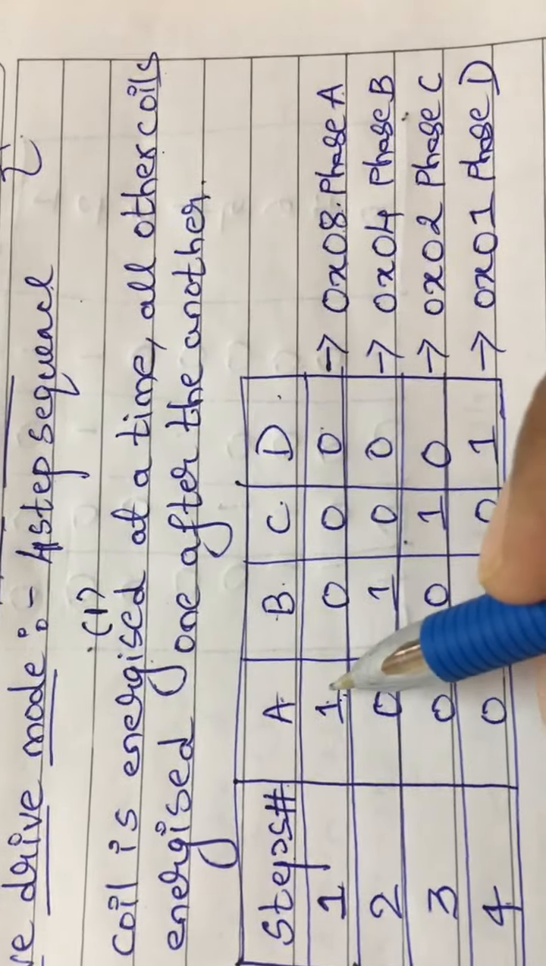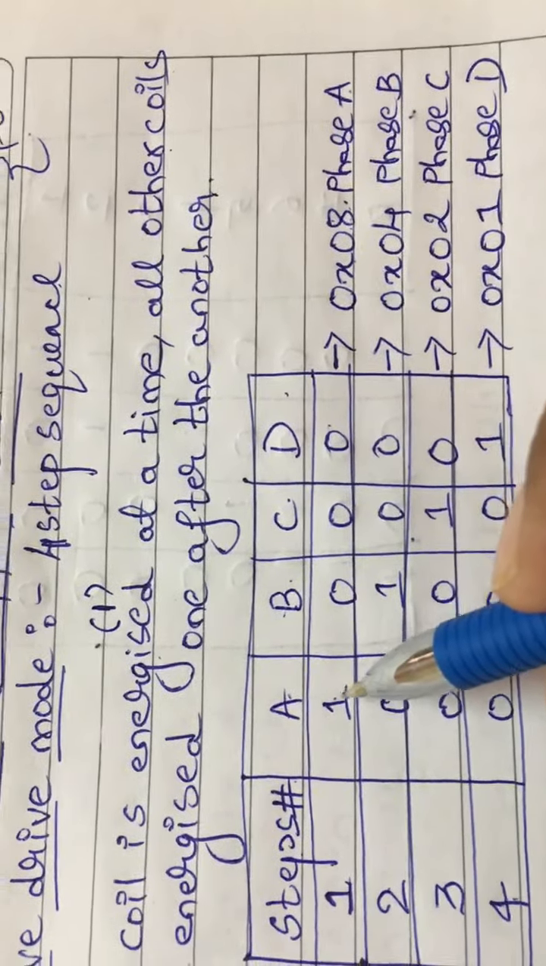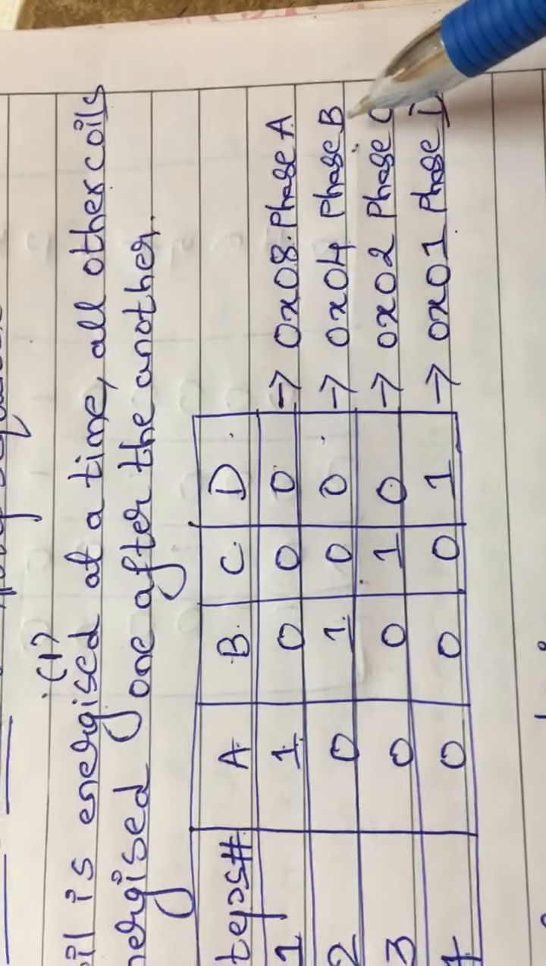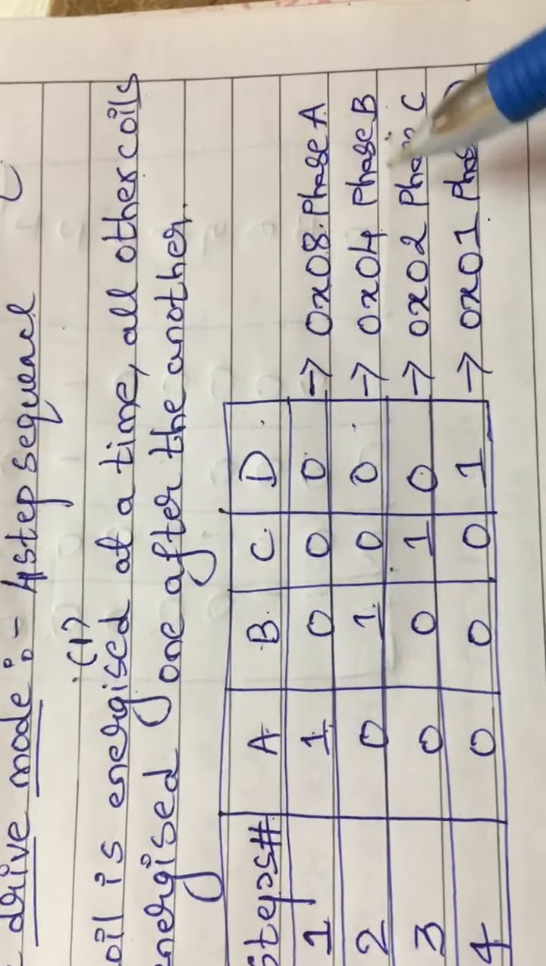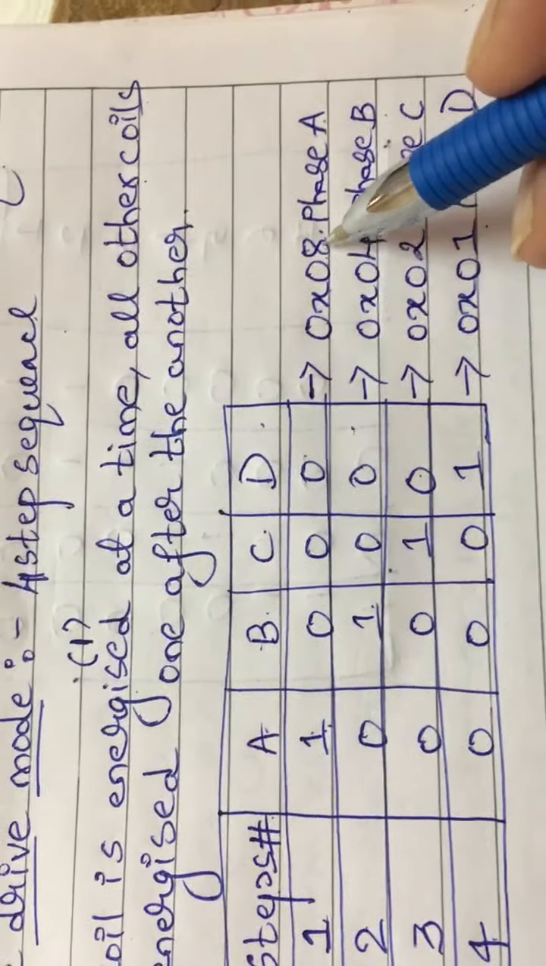Now what will I do? A is energized. In the next step, I will energize only the B coil, 0100. In the next step angle, I will energize only the C coil, that is 0010. In the next step angle, I will energize D. If you calculate this, 0100 is nothing but 0x04, 0010 is nothing but 0x02, and 0001 is nothing but 0x01. So the phase A, phase B, phase C, phase D values are 08, 04, 02, 01.